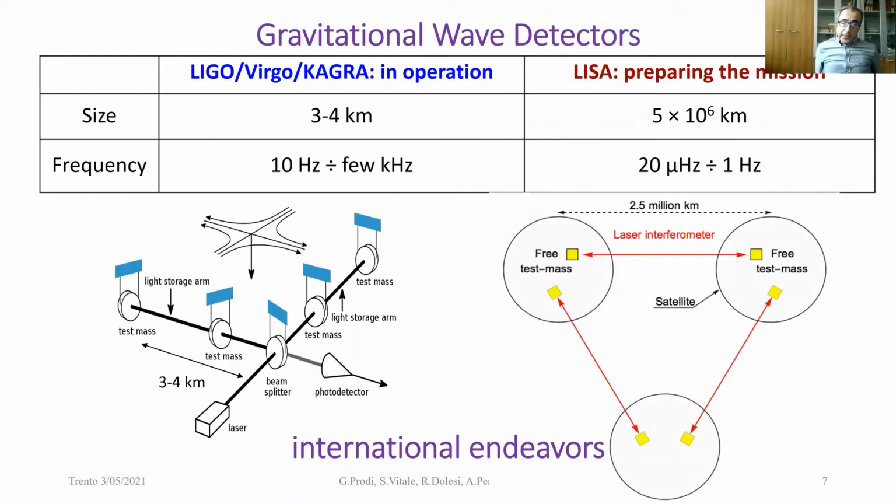What about our detectors? Well, the terrestrial detectors are kilometer-scale interferometers, and the operating ones are LIGO, Virgo, KAGRA. LISA is spaceborne and instead has a size of millions of kilometers. And both of these research activities are inside international endeavors. So students are stimulated and, of course, immersed in an international environment.